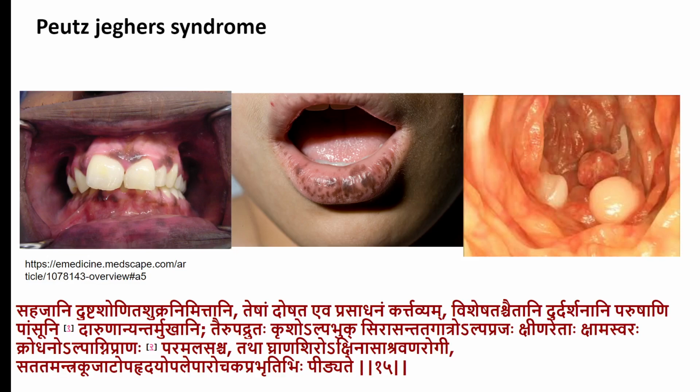And very interestingly, when Sushruta has mentioned the sahaja arshas, the symptoms he has mentioned would be: Sahajani, Dushashulita Shukra Nimittani, Tesham Doshadeva Prasadhanam Kartavyam, Visheshas Etani, Durdarshadani, Parushani, Pamsuni, Darunani, Antarmukhani, Taihi Upadutaha, Krushaha, Alpabuku, Sirasantadatrah, Alpapraja, Kshinaretaha, Kshamaswaraha, Krodhanaha, Alpagni Pranaha, Param Alasashta, Grana Shiro Akshinasa Shravana Rogi.